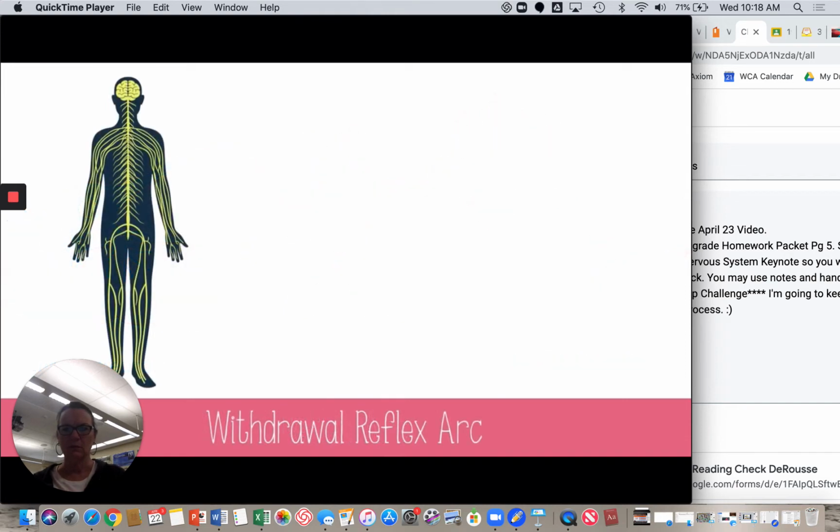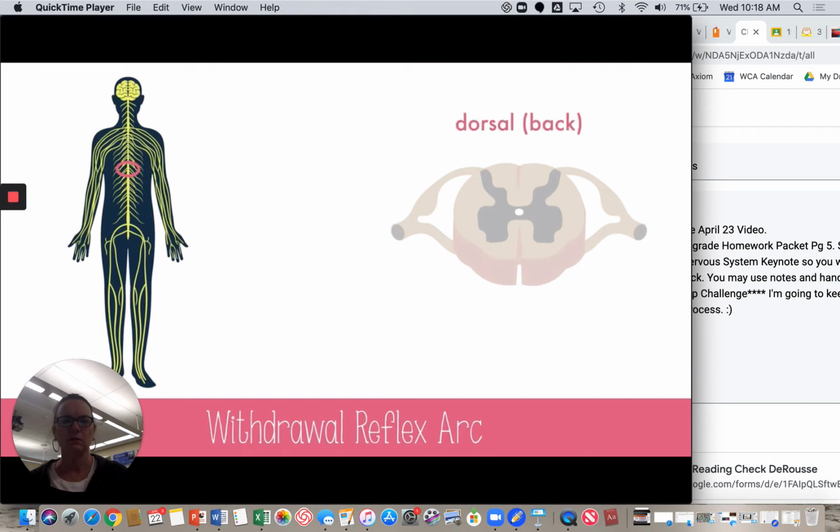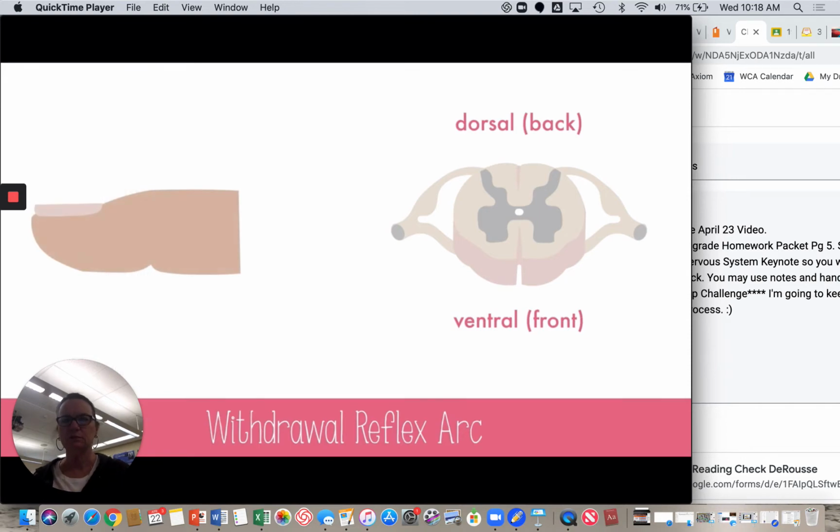If you take a cross-section of the spinal cord, you will see white and gray matter, as well as all the spinal nerves that branch to the sides of the spinal cord. The dorsal or back side of the spinal cord is here, and the ventral or belly side of the spinal cord is here. A simple 3-neuron pain withdrawal reflex arc works like this.